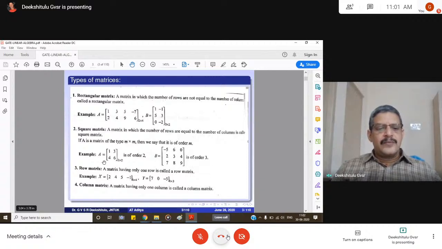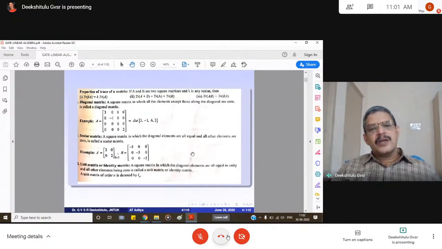If a matrix contains only one row, then it is called a row matrix. If it has only one column, then it's called a column matrix. Then a square matrix in which all the elements except those along the diagonal are 0, that means along the diagonal only we have elements and all others are zeros, such a matrix is called a diagonal matrix.